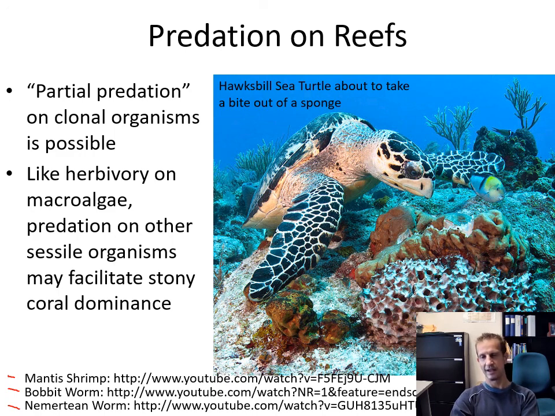In addition to these predators that eat sessile invertebrates, there are active predators as well that eat little fish and shrimps and other things on the reef. And some of them are really creepy and weird, like the mantis shrimp, the bobbit worm, and giant Nemertean worms. So there's definitely some creepy predators on the reef that are worth checking out.